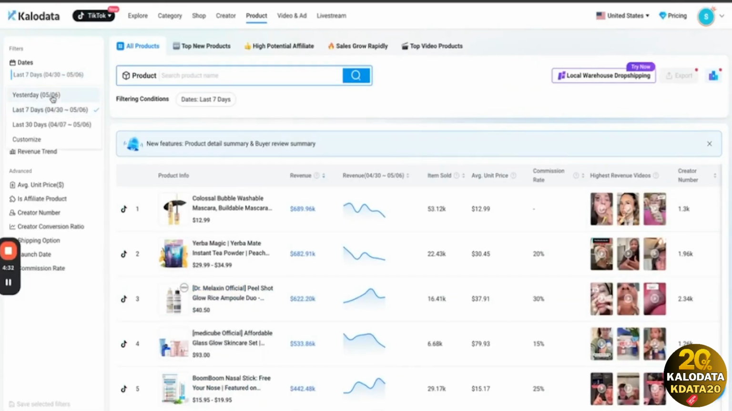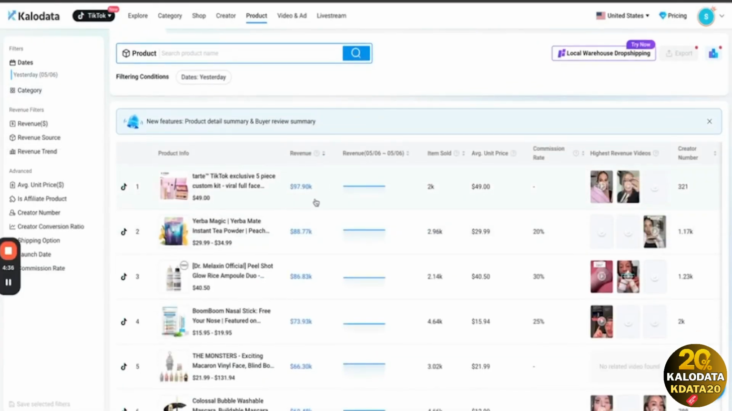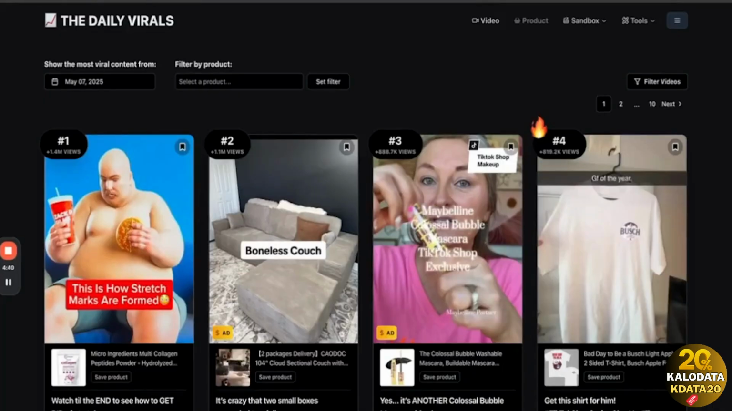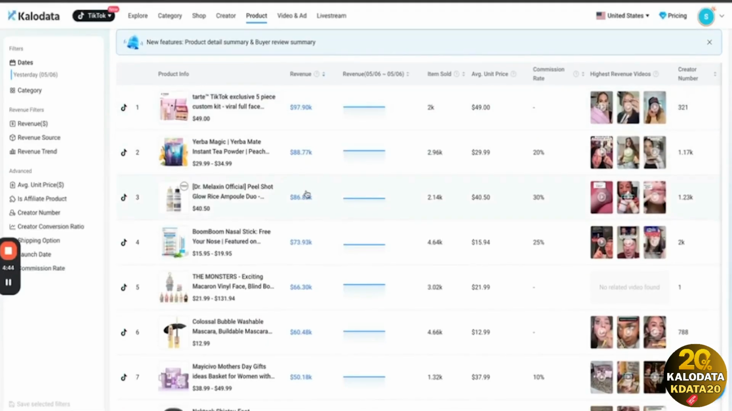Like I said, you can sort over here even by yesterday, guys. So these are the top products for yesterday. Again, we have another makeup product. You'll notice on Kalodata and the other tool that we're gonna be discussing, the daily virals, that a lot of the top products are makeup and female products. Okay, again, we've got the Dr. Malaxin, Yerba Magic, Boom Boom. This has been killing as well.